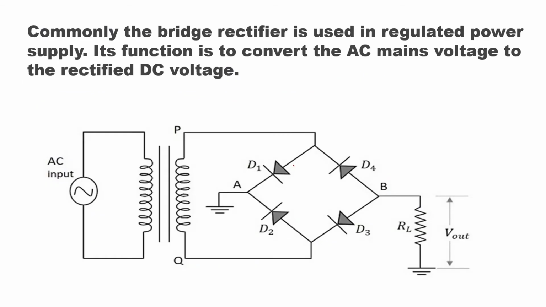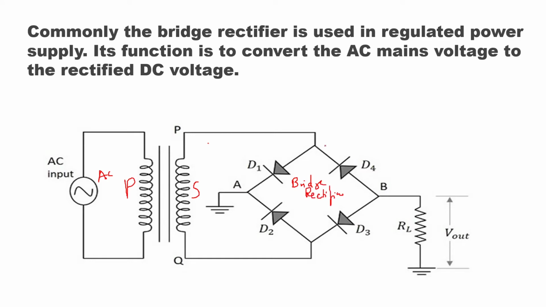Okay. Then most commonly we use a full wave bridge rectifier in a regulated power supply. So here you can see the AC mains is given to a transformer. This is your AC mains. It is given to the primary of the transformer. Then you have a reduced voltage at the secondary of the transformer. Then it is given to a bridge rectifier. This is your bridge rectifier, full wave bridge rectifier.